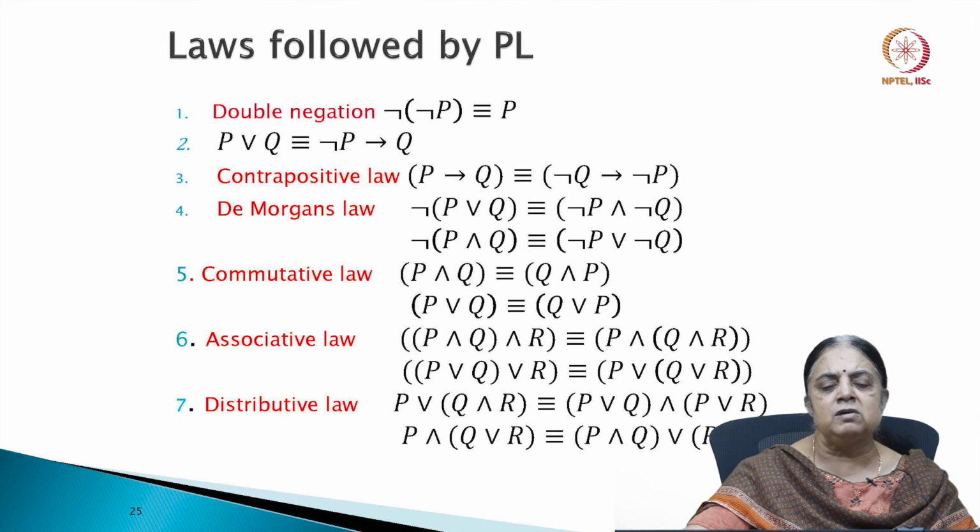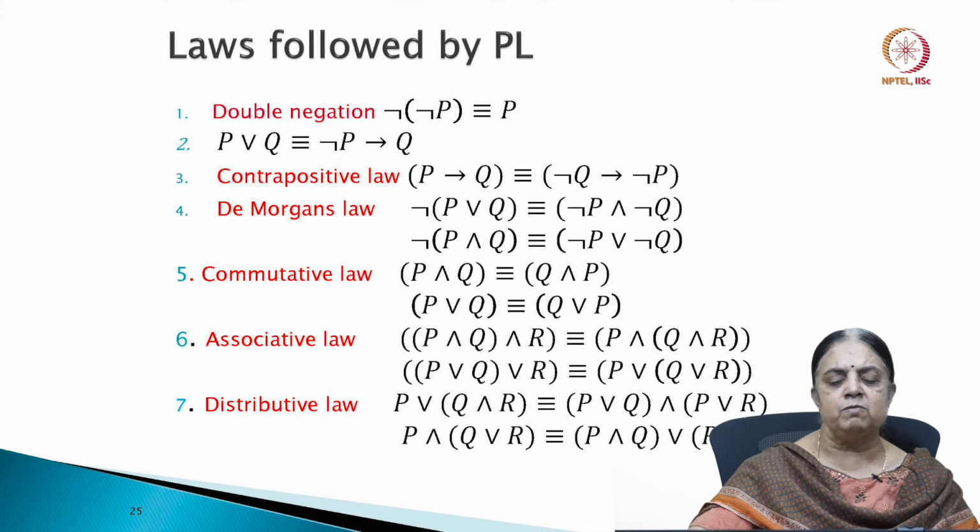Okay, so these are the laws that are followed by propositional logic. If you negate P and you negate it again, you again get P. That's called double negation. And P implies Q is the same as saying not P or Q. Then you have the contrapositive law, which says P implies Q is the same as saying not Q implies not P. And De Morgan's law is a very important law.